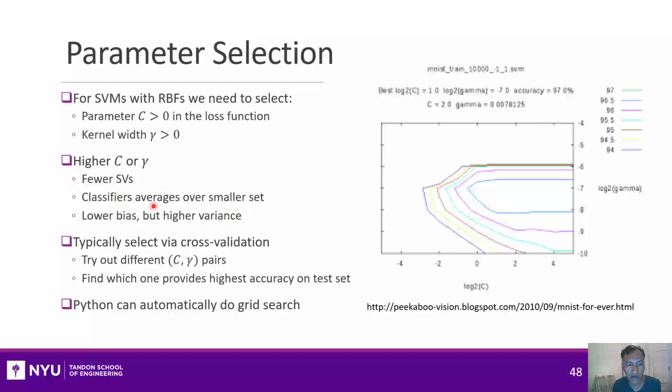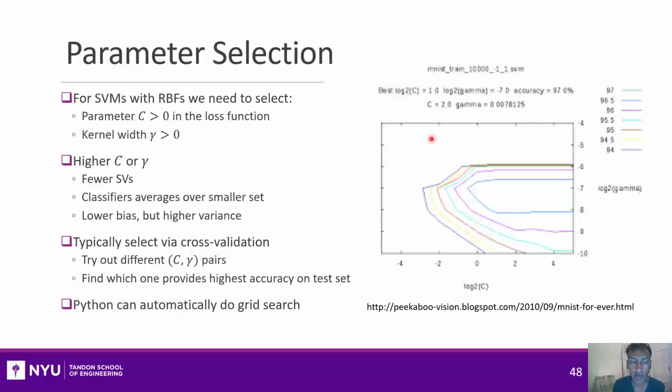So the classifier is averaging over a smaller set. And that will result in a lower bias, but a higher variance. And just as we always do when we have a bias-variance trade-off, we can select that C, gamma pair through some kind of cross-validation to find which gives the highest accuracy on the test data set.